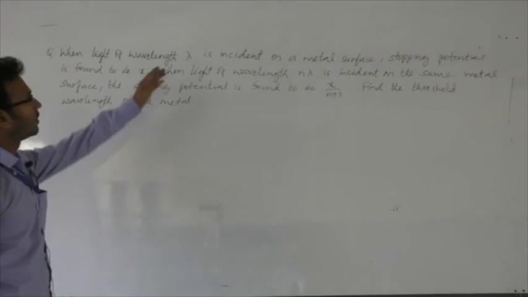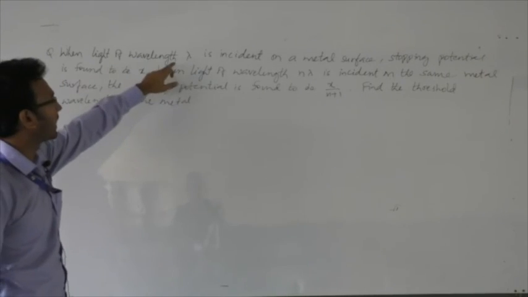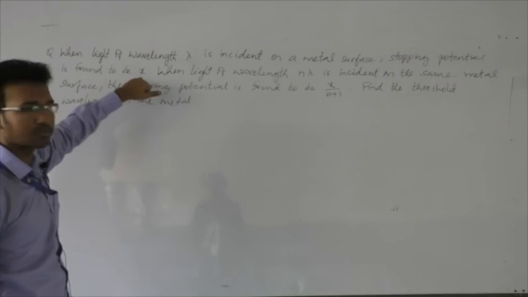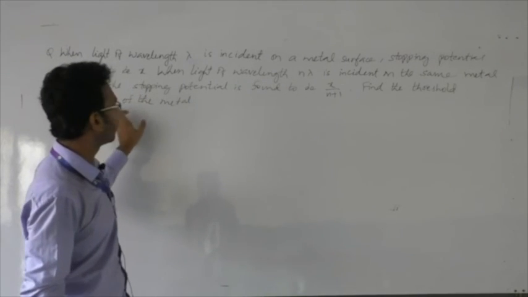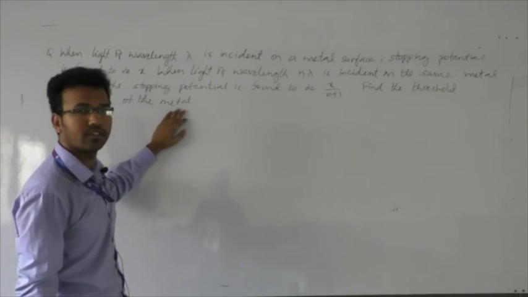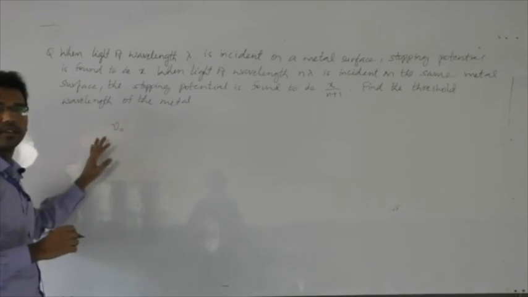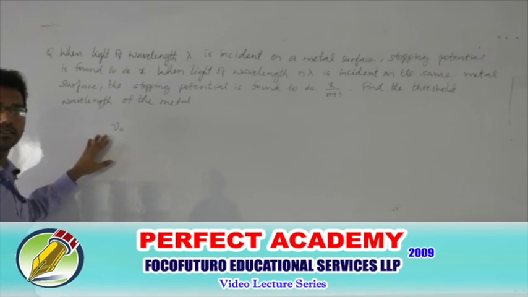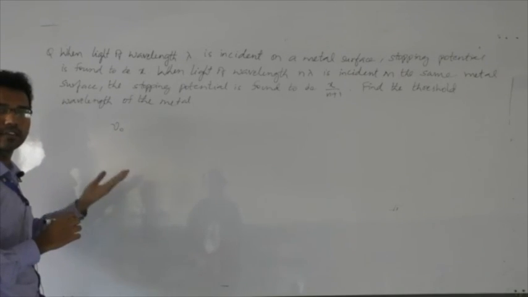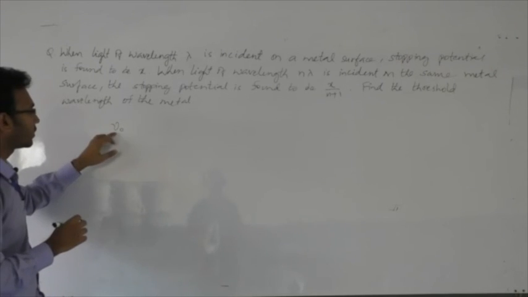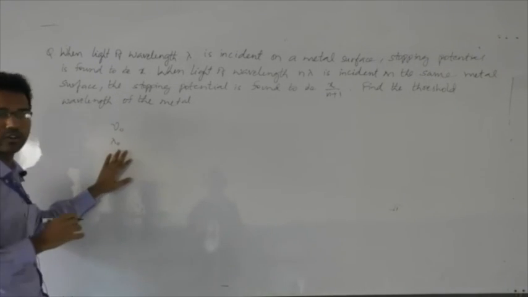Again, we are using two different wavelengths. One is lambda, one is n lambda. And when lambda is incident, the stopping potential is found to be x. We have to find the threshold wavelength for the metal. What is threshold wavelength? The threshold frequency is given by nu naught. It is the frequency required for the light when it is just sufficient to eject an electron from the metal surface. So threshold frequency is f naught, then threshold wavelength can be represented as lambda naught.